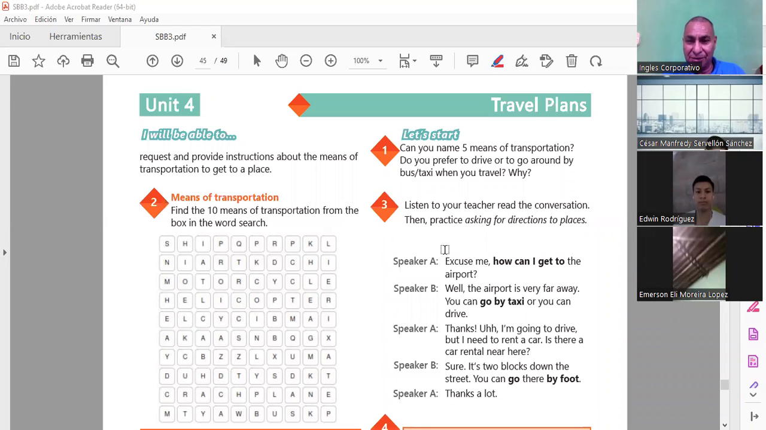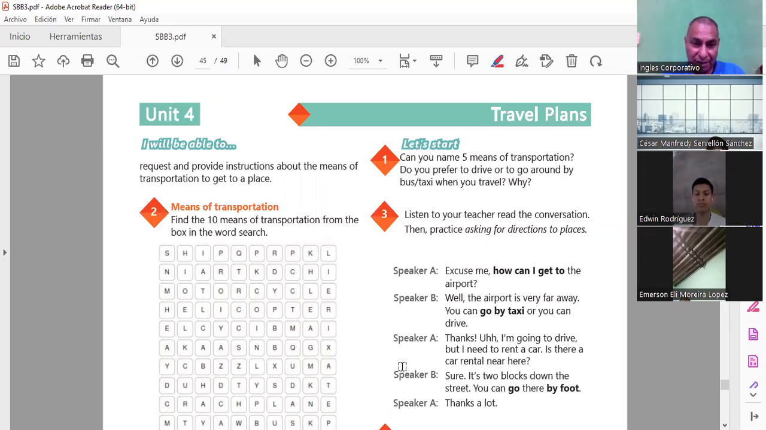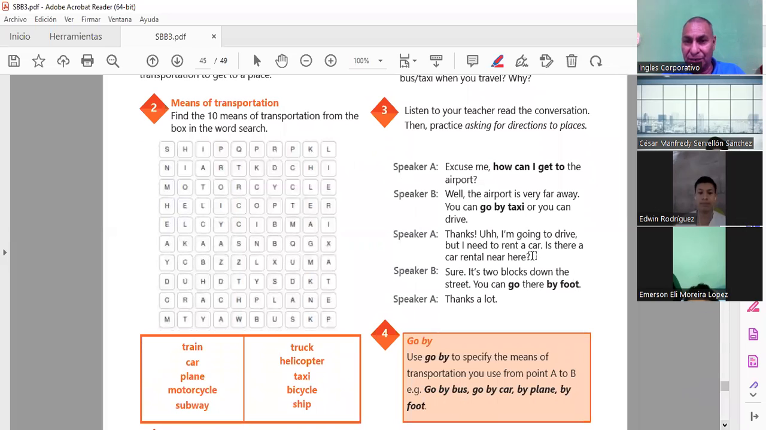Okay, so yesterday we left the book over here. Remember, we were reading this conversation, and we didn't explain anything about it, but now that you know the uses of get, see over here, it says, excuse me, how can I get to the airport? So over here, lo estamos usando como llegar, ¿verdad? How can I get to the airport? Well, the airport is very far away. You can go by taxi or you can drive.